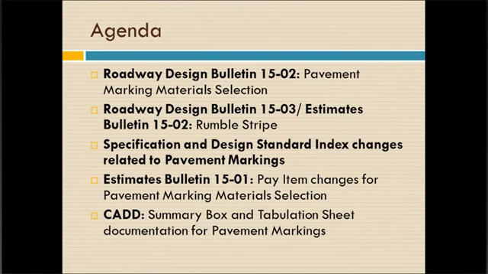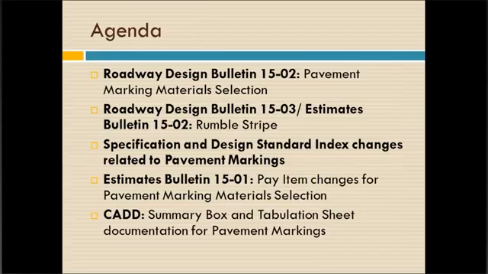This afternoon, what we'd like to cover would be a review of the Roadway Design Bulletin 1502, which addresses pavement marking material selection. Also, Roadway Design Bulletin 1503, that was a joint bulletin with Estimates Bulletin 1502, addressing rumble striping. We'll also cover a little bit about the specification and design standard index changes related to pavement markings.